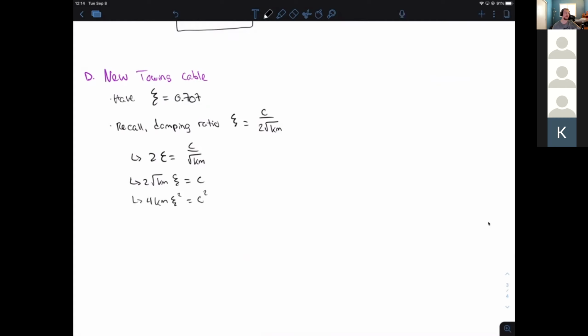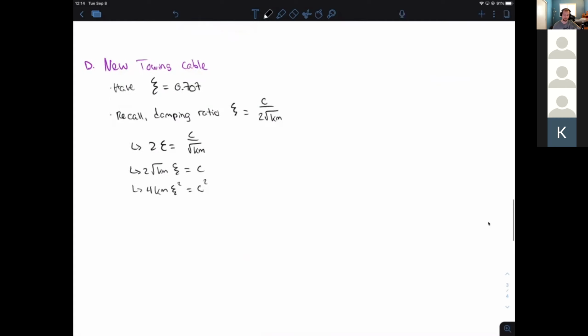And then we want to find that new cable stiffness k2. So now I'm going to add the subscript 2 here. So k2 equals c squared divided by 4 times m times ζ squared. Let me rewrite that. I wrote that kind of bad. Okay, so there's k2. So now we have that expression for k2.